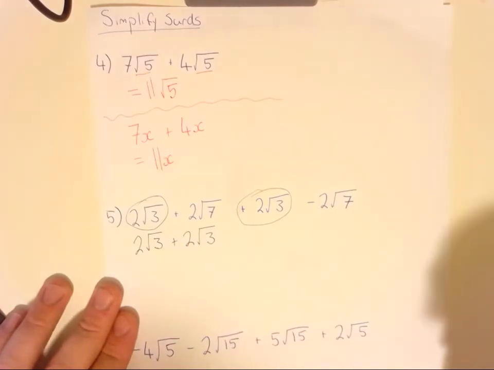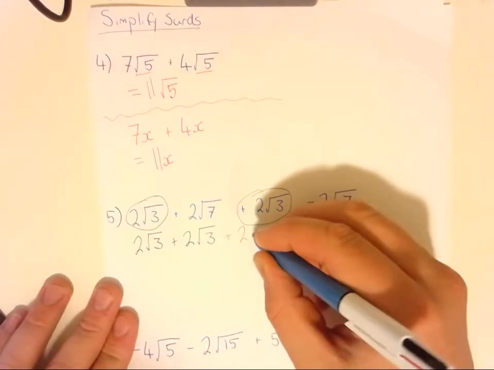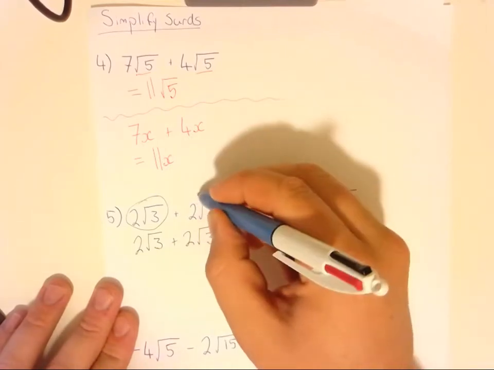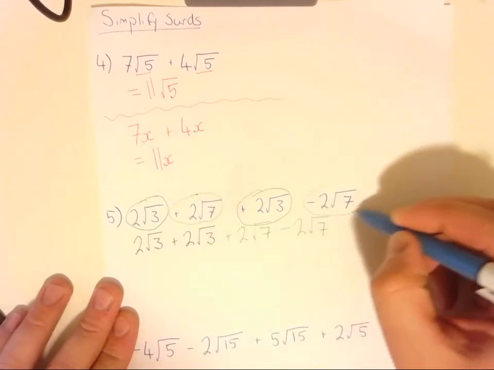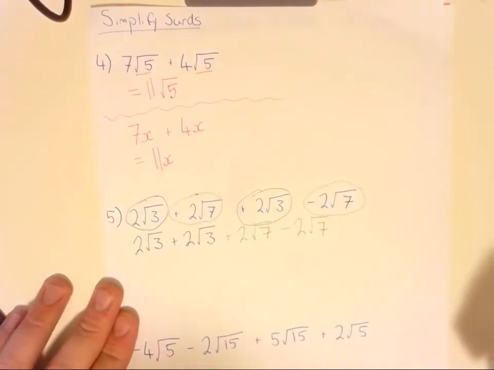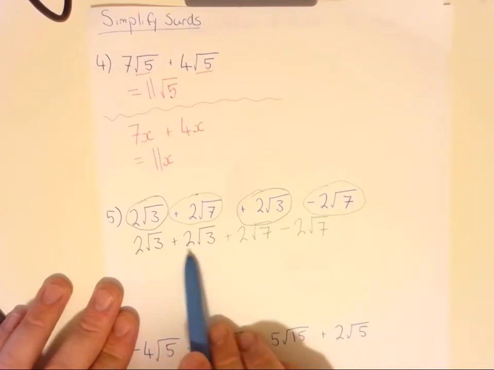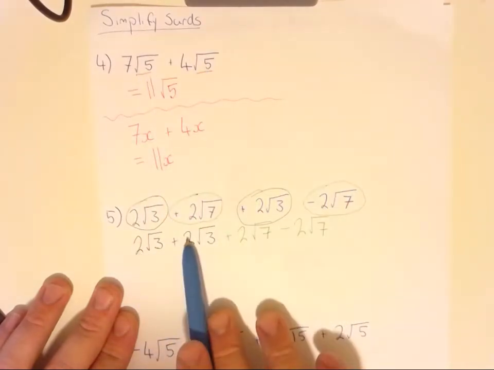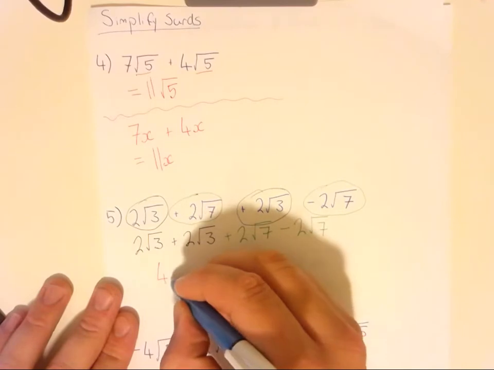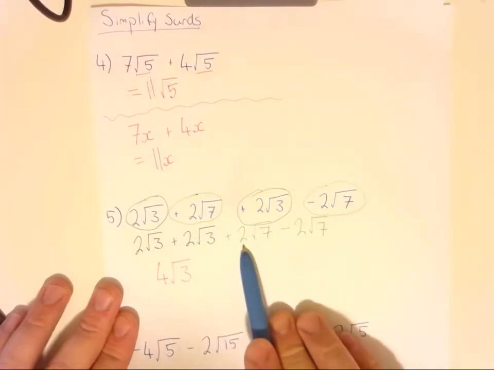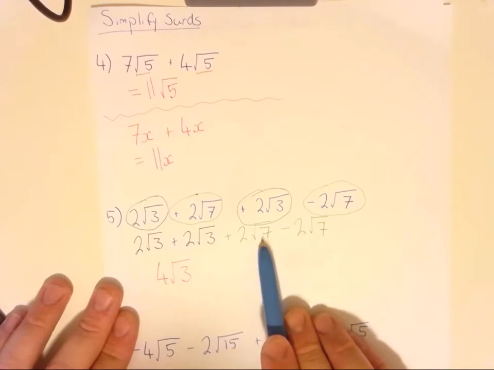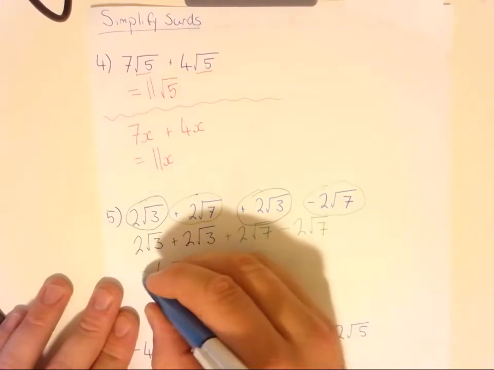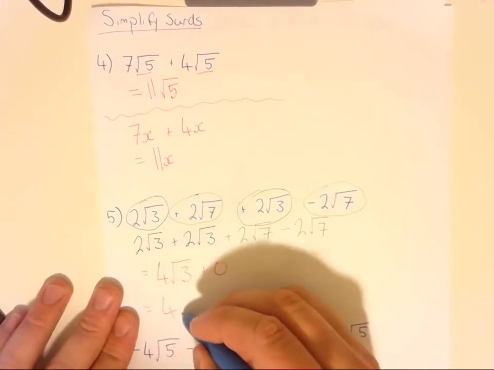I'm then going to write plus 2 root 7 take 2 root 7, again because I have a 2 root 7 here, I take 2 root 7 here, and then I'm just going to simply combine them. So 2 root 3 plus 2 root 3, like our previous question, if our two surds are the same, I just add my coefficients. 2 plus 2 is 4, 4 root 3, and then here I have positive 2 root 7 take 2 root 7, which gives me 0. So my final answer becomes just 4 root 3.